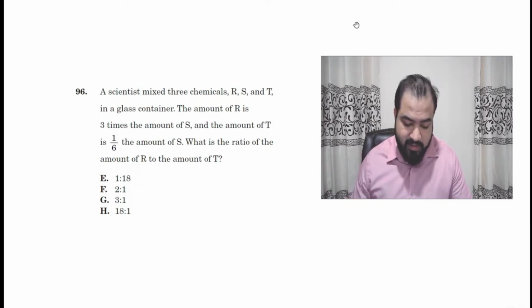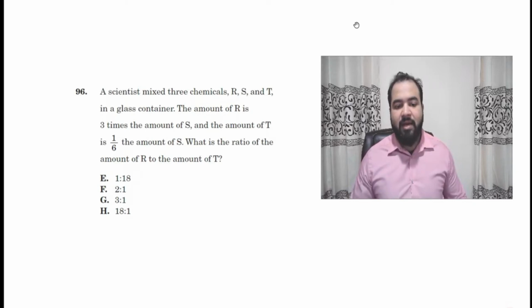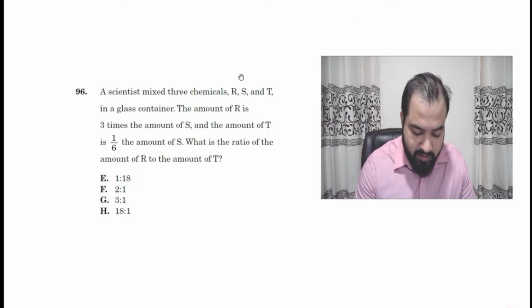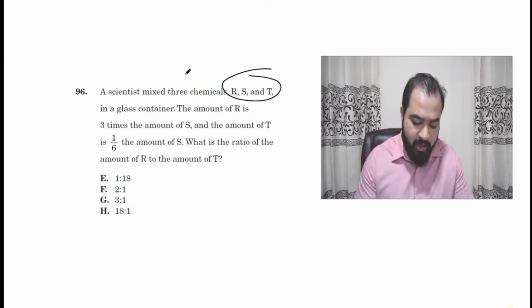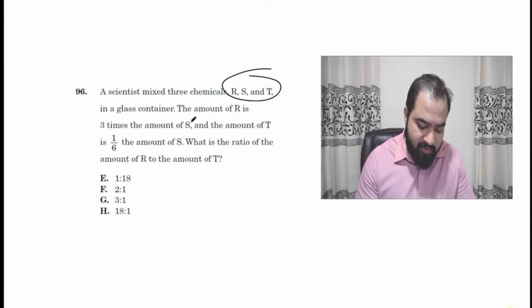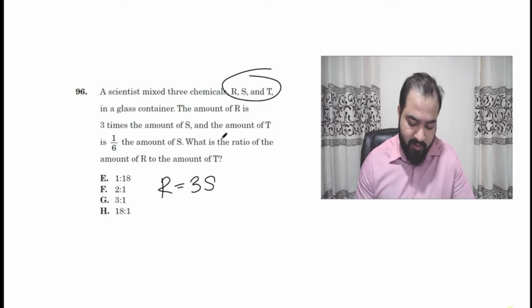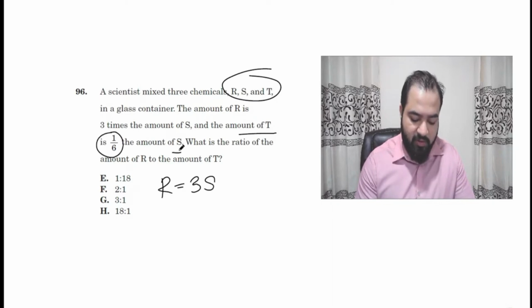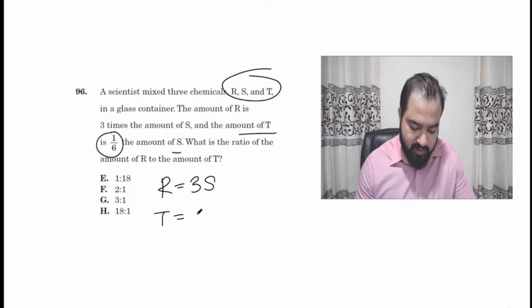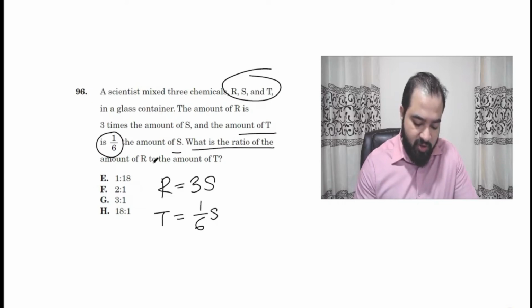So it says a scientist mixed 3 chemicals R, S, and T in a glass container. The amount of R is 3 times the amount of S. So R is equal to 3 times S. And the amount of T is 1/6 of S. So T is equal to 1/6 of S. Now what is the ratio of the amount R to the amount T?